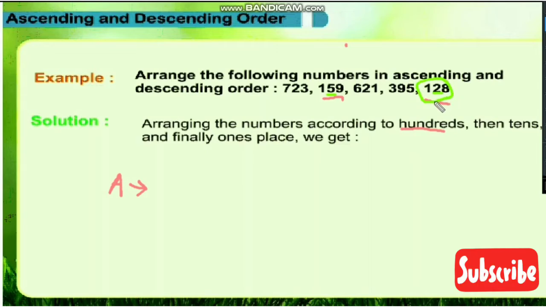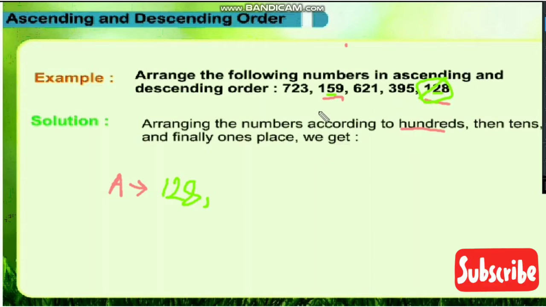So this 128 is the smallest number. While writing the ascending order, we write the smallest number first. So we will write 128 first. Then after that, what are we going to write? This number is gone now. Just cut that number.